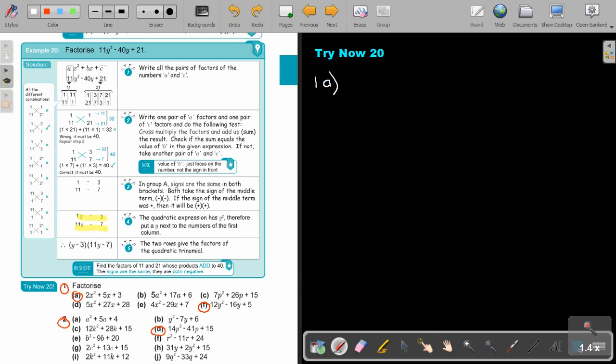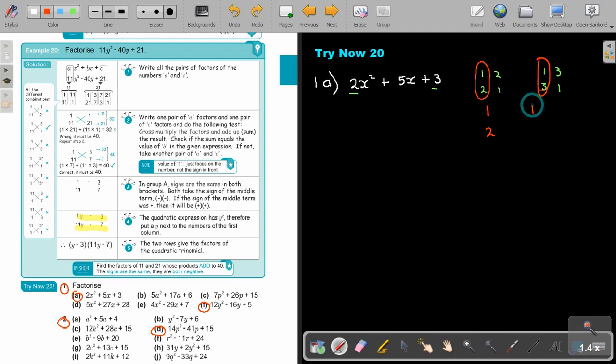Number 1A. So this is going to be 2x squared plus 5x plus 3. So if I'm going to write, remember it's 2 and 3. So it's 1 and 2, 2 and 1. 1 and 3, 3 and 1. And then I'm going to take first this one, taste, taste. Then move to the second, taste, taste. And I think just to make it easier for me, I'm going to do it like this. And I'm going to test it first just with my eye. So 1 times 3 is 3. 2 times 1 is 2. 2 plus 3 is 5. Oh, it's excellent. It's working.